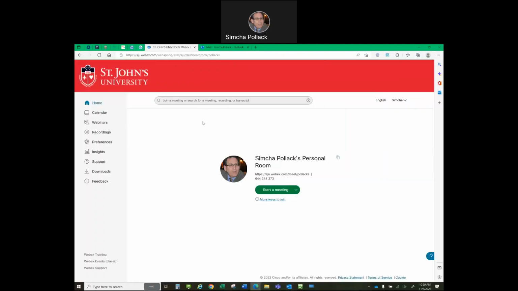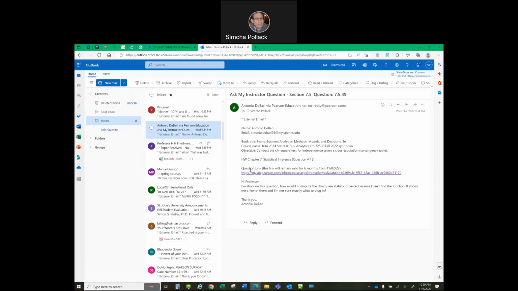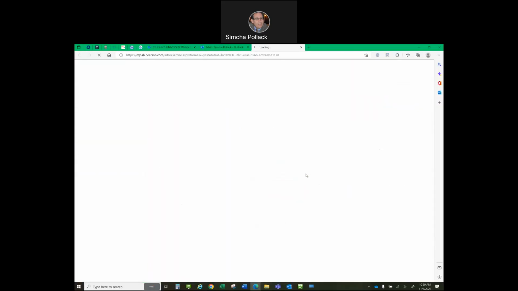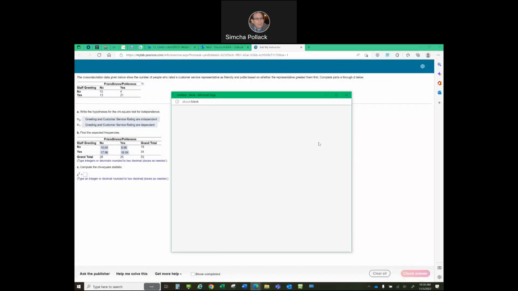Today I'm going to be answering a question sent to me by a student, chapter 7, about 2x2 contingency tables, meaning 2 rows and 2 columns, which is specifically homework number 12. This is the data, and this time I'm going to be doing it in StatCrunch, which is quite easy in these particular cases.